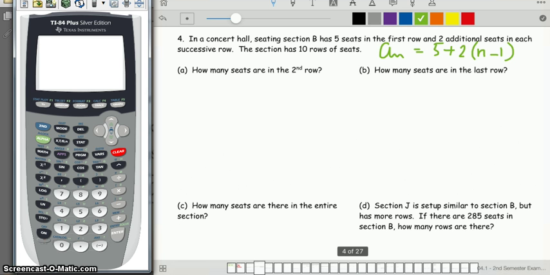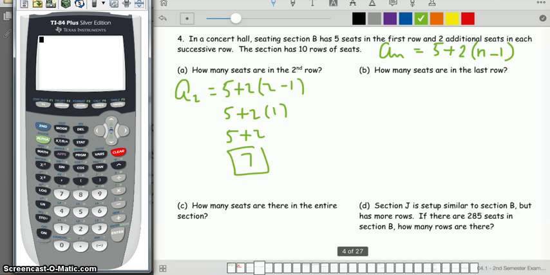Letter A says how many seats are in the second row. I'm simply going to plug in 2 for n, and then figure out my answer. And you end up with that being 7.